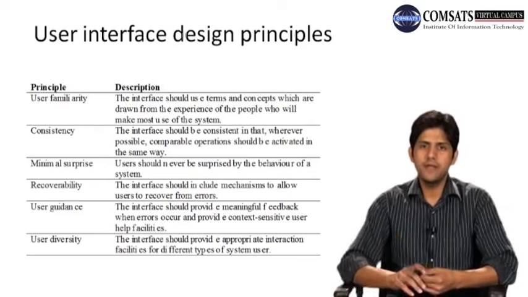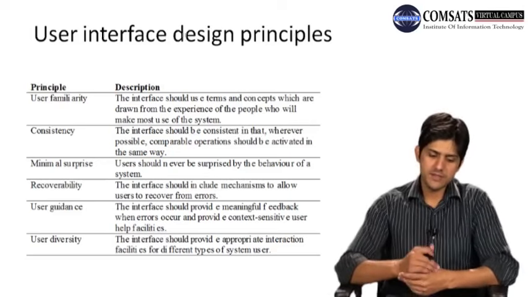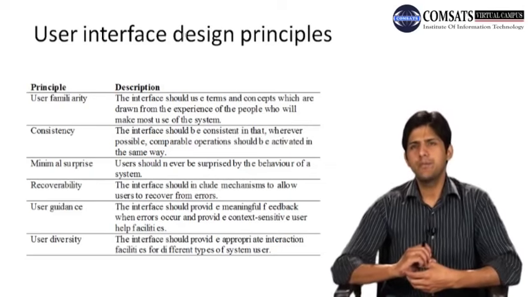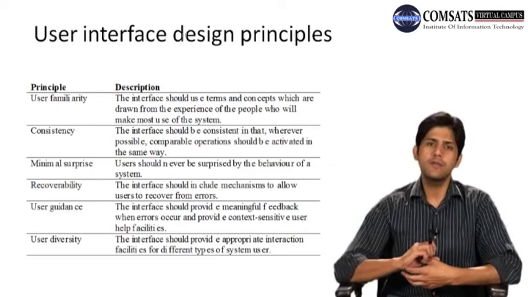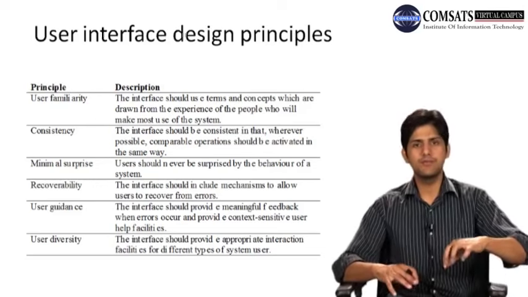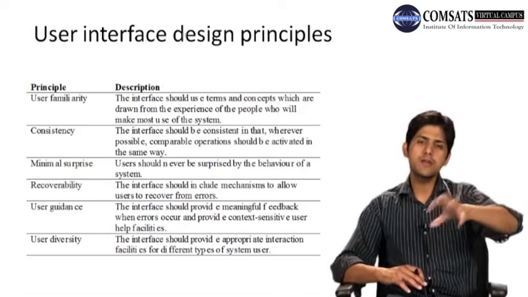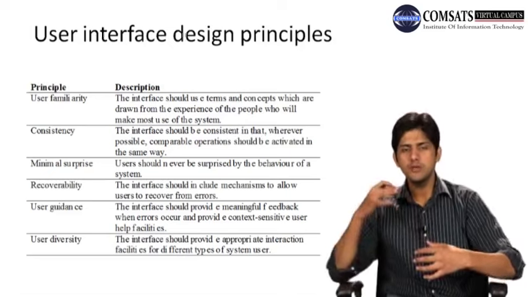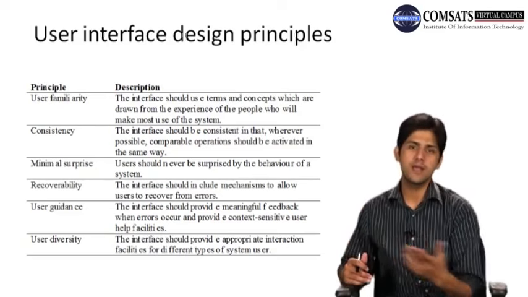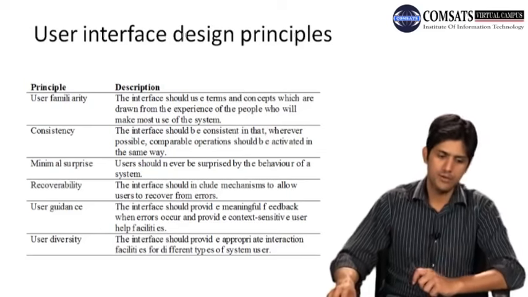Okay, and then we have the final design principle which is user diversity. The interface should provide appropriate interaction facilities for different types of system users. Okay, now your application should cater that if there are different kinds of users, and you can differentiate the functionality. If more experienced people would perform these kinds of functions, so maybe their interaction with the application would be different. Okay, so you need to keep in mind the user diversity. So you need to know, okay, what are the different categories of end users. So you need to keep that in mind when you are designing the interface of your application.